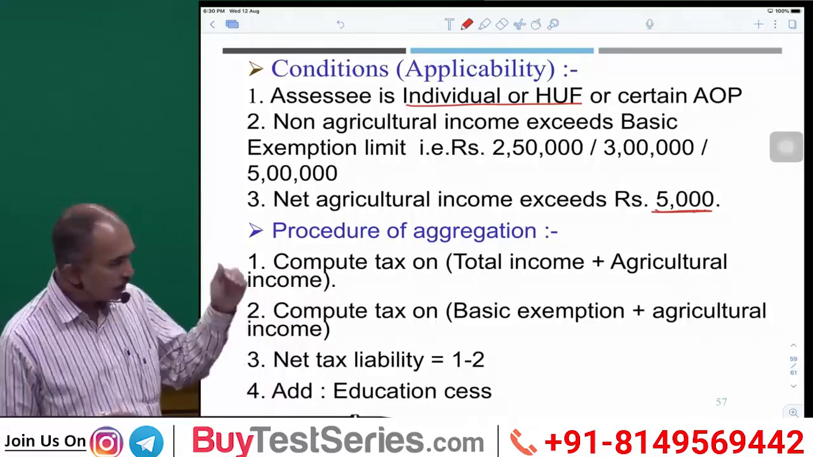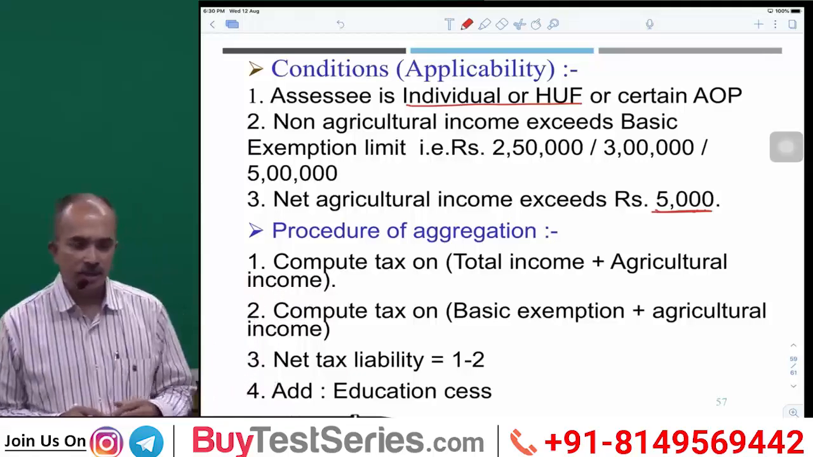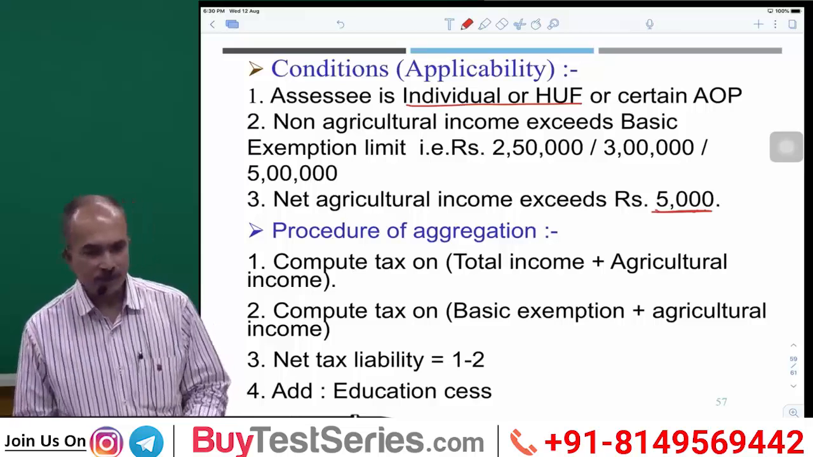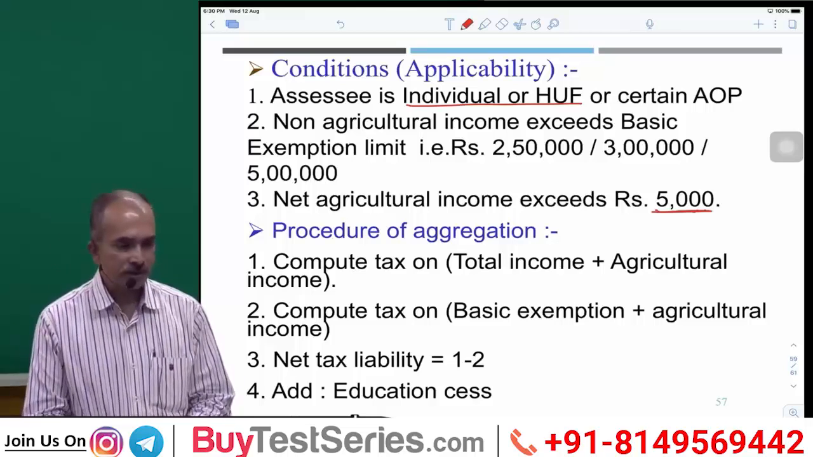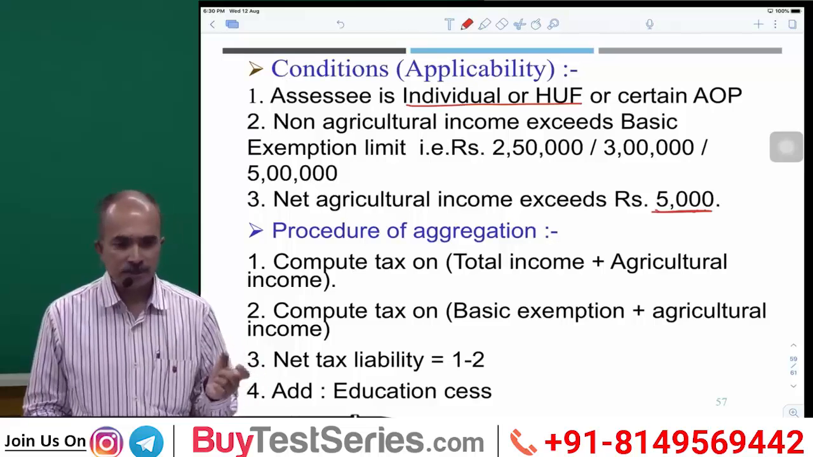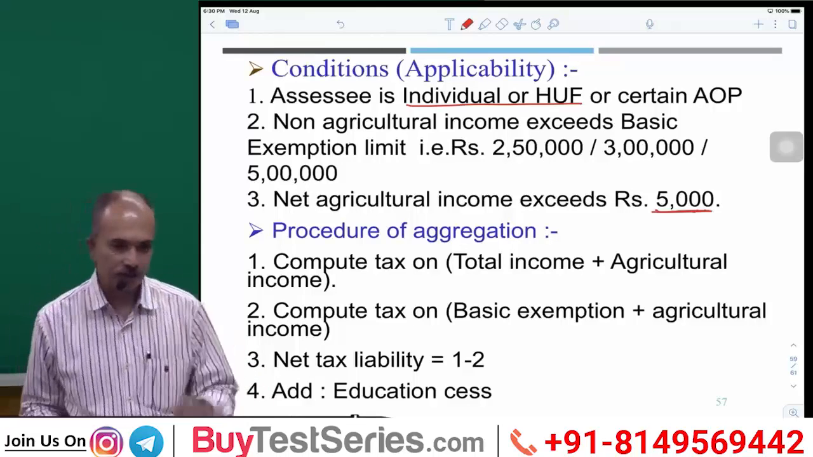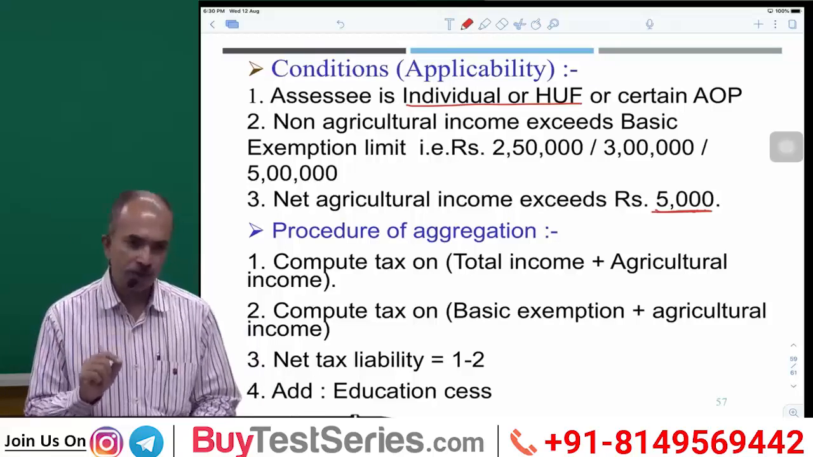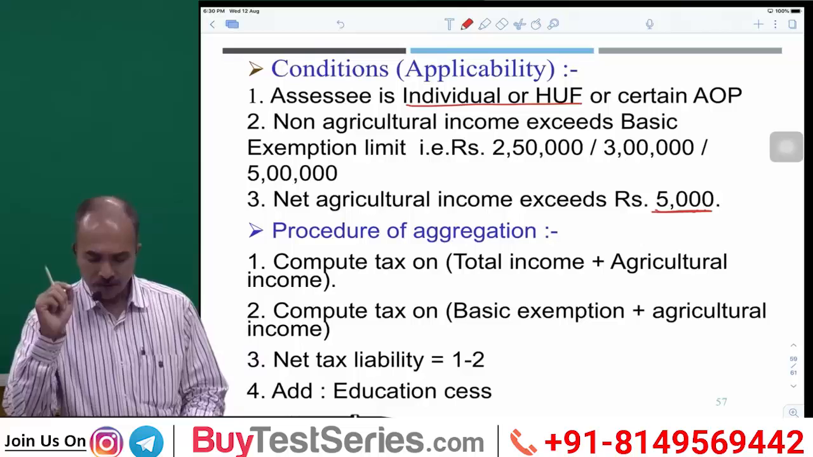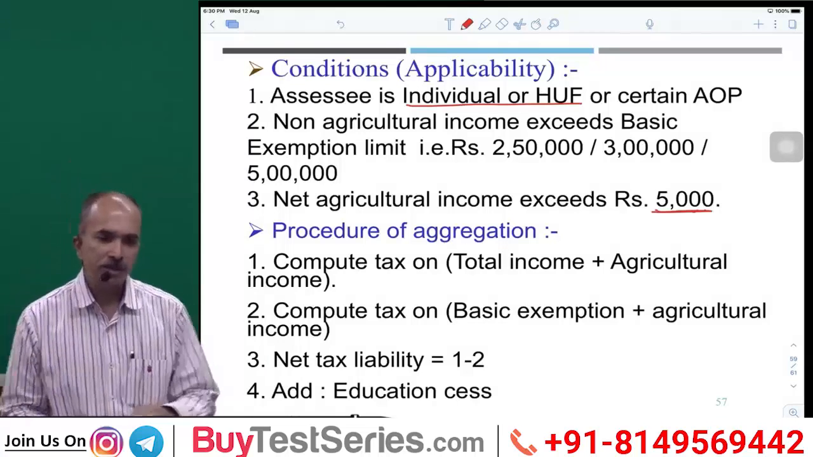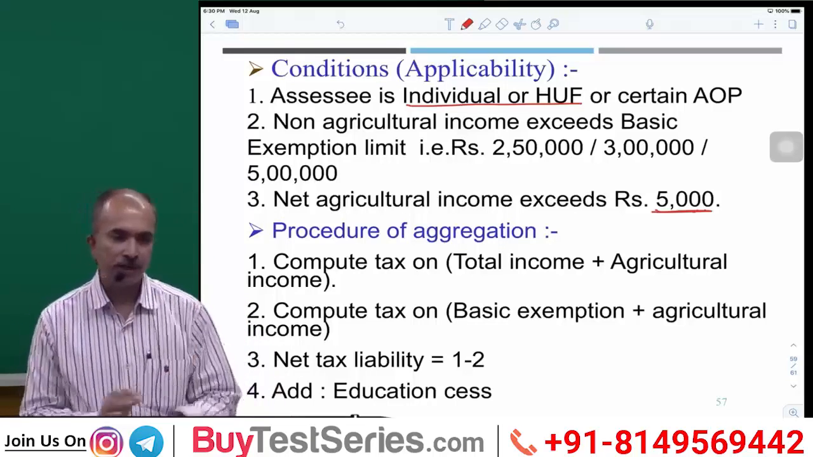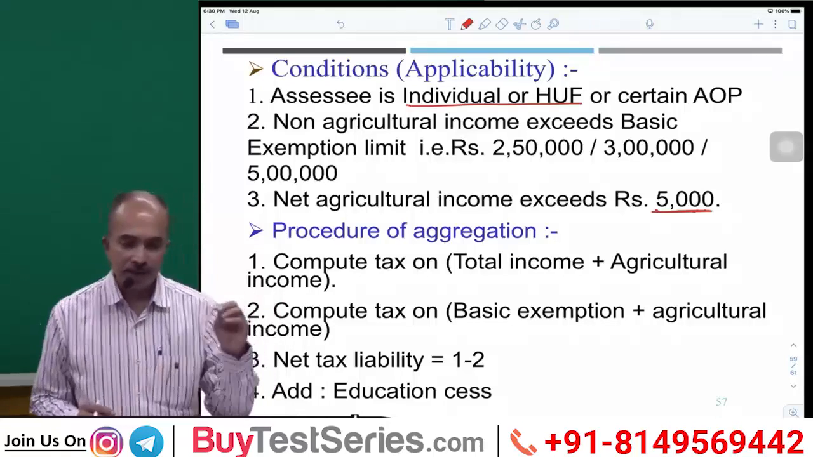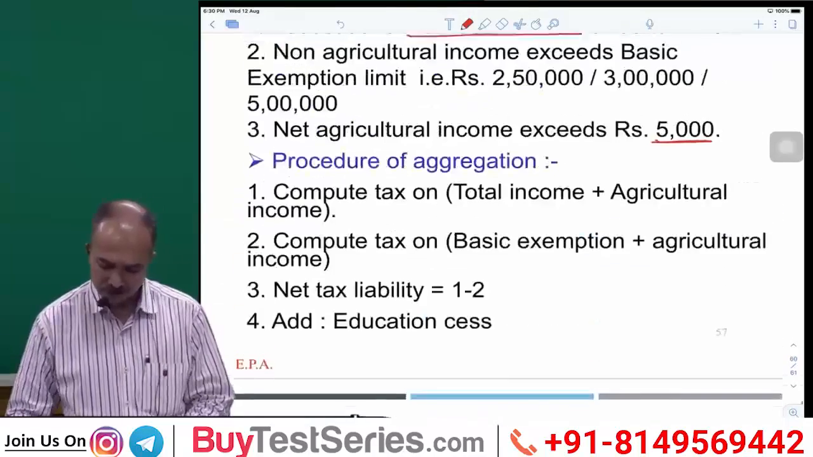So the tax is computed in 3 steps. Step 1, we compute the tax on total income. Total income means your taxable income plus agricultural income. Step 2, find the tax on basic exemption plus agricultural income. So assuming your income is basic exemption plus agricultural income is your total income. इसके ऊपर टैक्स निकालो. 1 minus 2 is your net tax. उसके बाद सरचार्ज, रिबेट, सेस जो भी है as applicable we will have to work out. So this concept is known as aggregation of agricultural income.